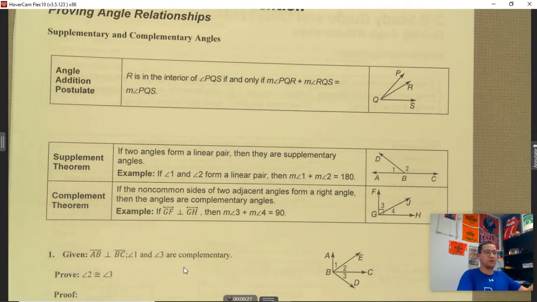Now, that sounds very similar to the segment addition postulate. Well, the truth is, it is the exact same thing, just with angles as opposed to segments. Remember, the segment addition postulate was two pieces adding up to the whole. For the angle addition postulate, it's just two parts of an angle adding up to the whole angle.